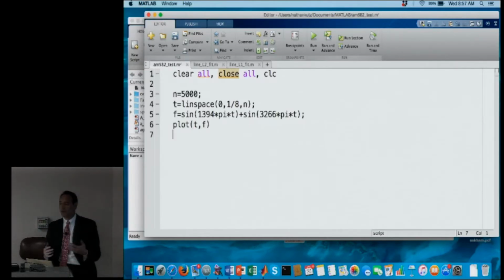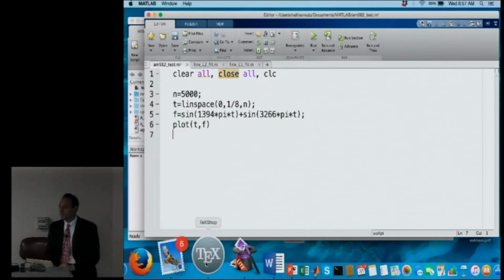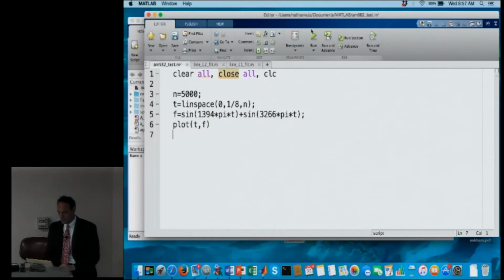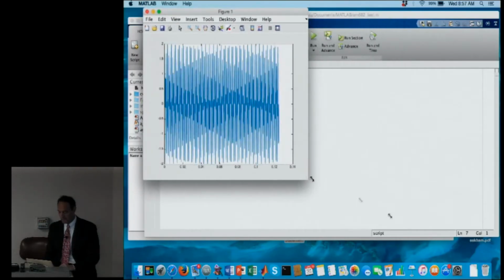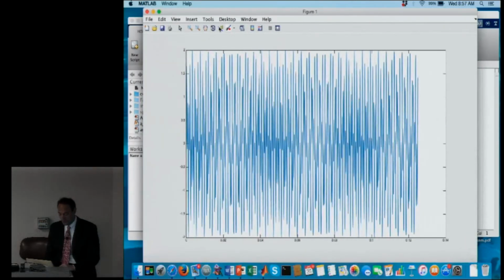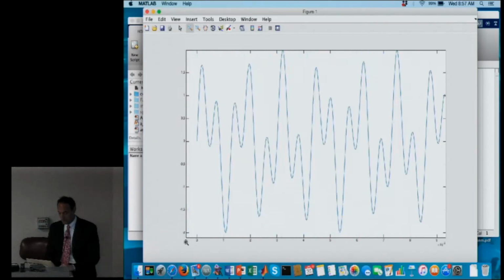It's basically a beating between two frequencies. Okay? So if I run this, you see it? All right. So that's a lot of data, and it's for 1/8 of a second. So let's zoom in here. Not rotate, zoom. And just look at it. Right? It's beating at two frequencies. There it is. The A tone.